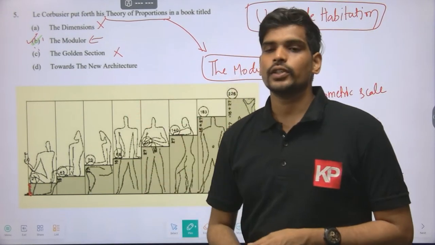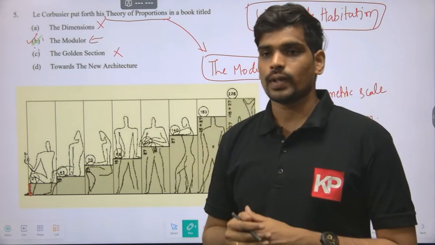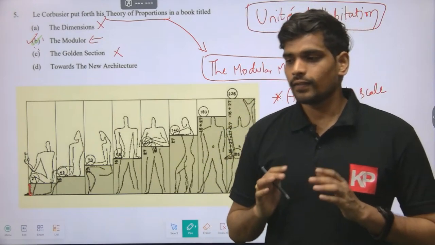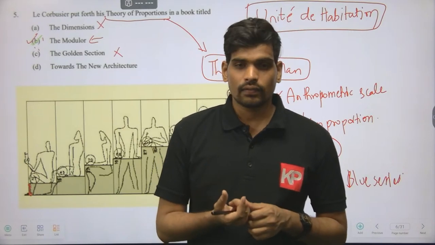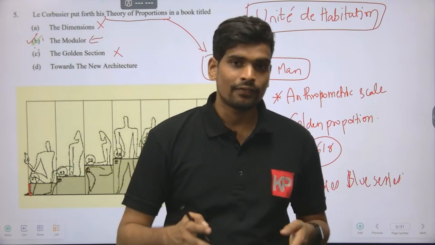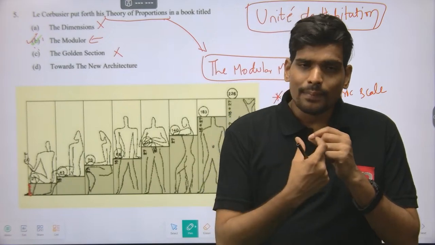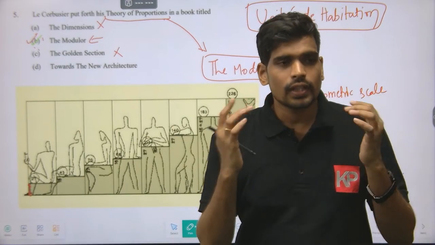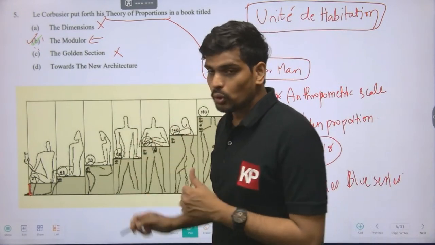The fourth option, Towards a New Architecture, is also a book written by Le Corbusier. What is the major outcome of Towards a New Architecture? I hope you know, in your course of BArch, you might have studied the 5 points of modern architecture, a theory given by Le Corbusier: free plan, free facade, terrace garden, ribbon windows and also the pilotis. That's the first one actually, the columns, using structural columns instead of load-bearing walls. Those are the 5 points of architecture proposed by Le Corbusier.